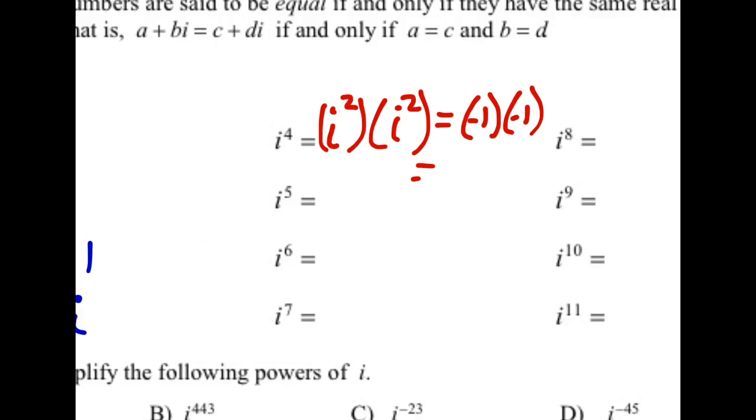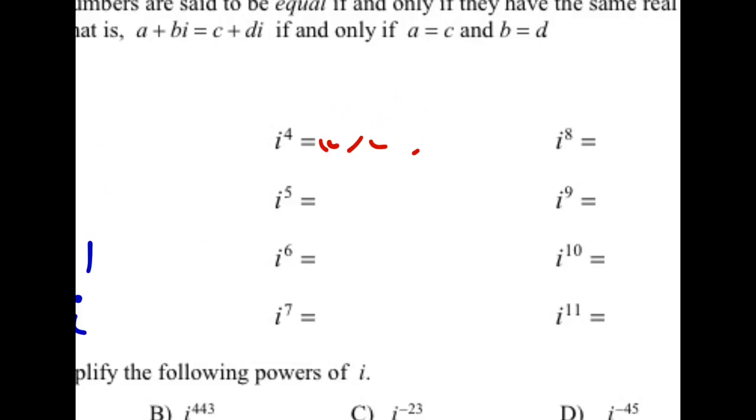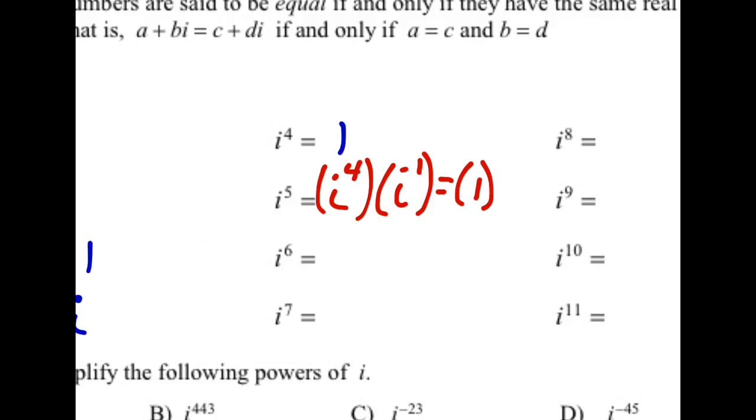And so that is why i raised to the 4th is going to be equal to 1. So again, cleaning it up, i to the 4th is 1. i to the 5th would be the same thing as i to the 4th multiplied by i, because I really have 5 i's in the product, so I could split it up as i to the 4 times i to the 1. i to the 4 is 1, i to the 1 is i, and 1 times i is back to i.